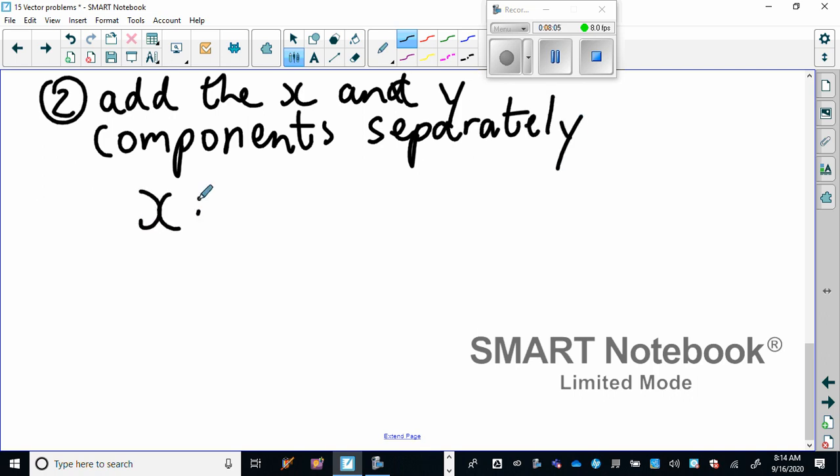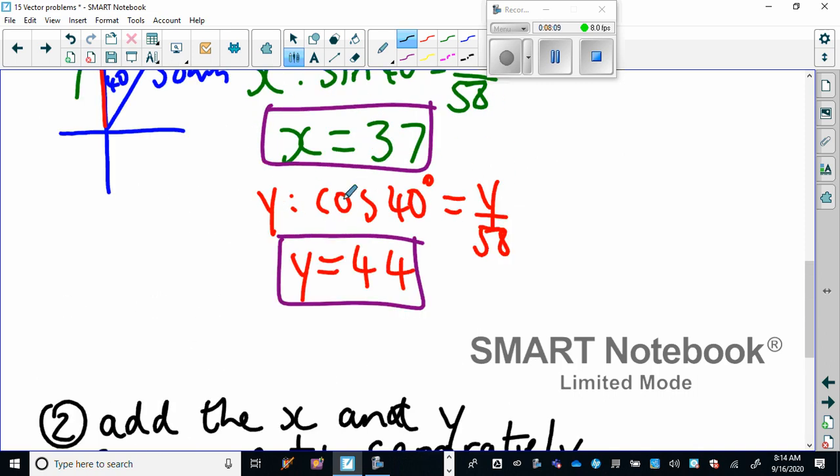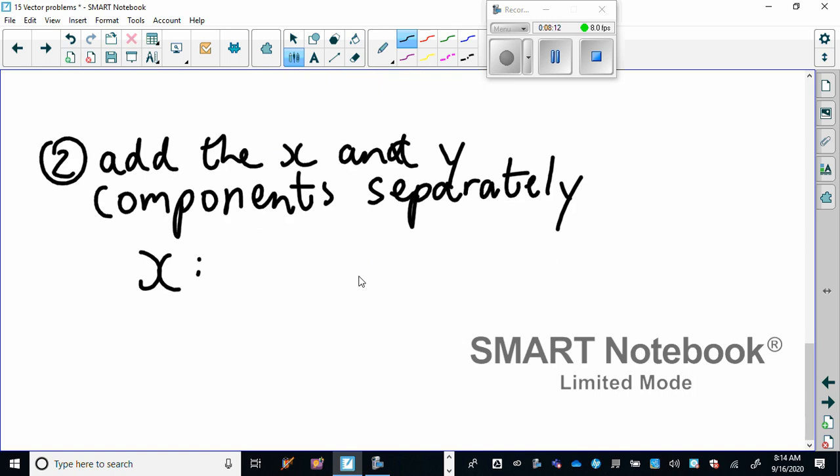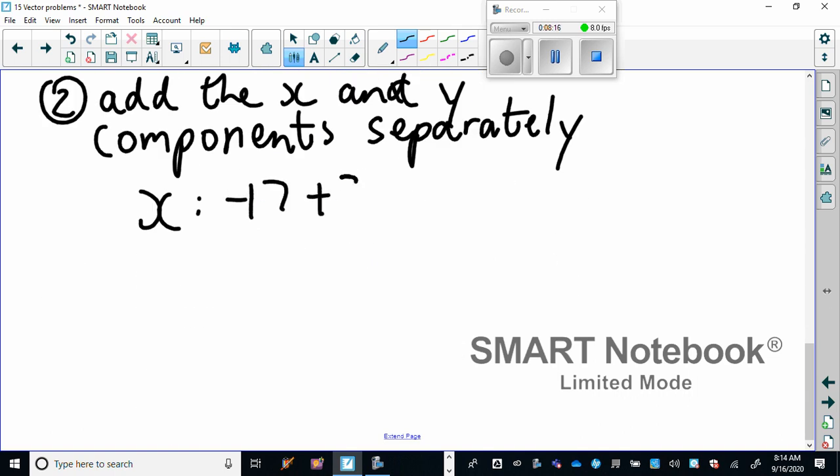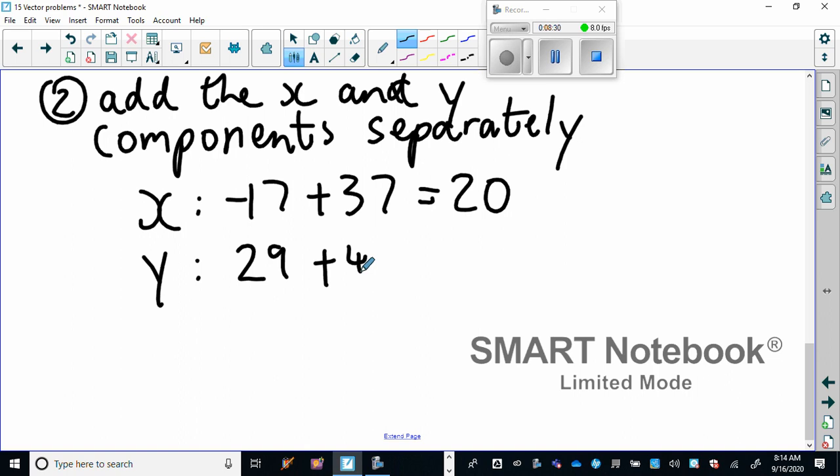So my x components, which I circle, are negative 17 and positive 37. Negative 17 plus positive 37 gives me positive 20. And my y components are 29 plus 44, which gives me 73. Remember, these are all in kilometers. I don't need to put kilometers now, but we'll need to put it at the end. Just so we're clear on the direction, this is 20 kilometers east and 73 kilometers north. So my final direction is going to be in the northeasterly direction.